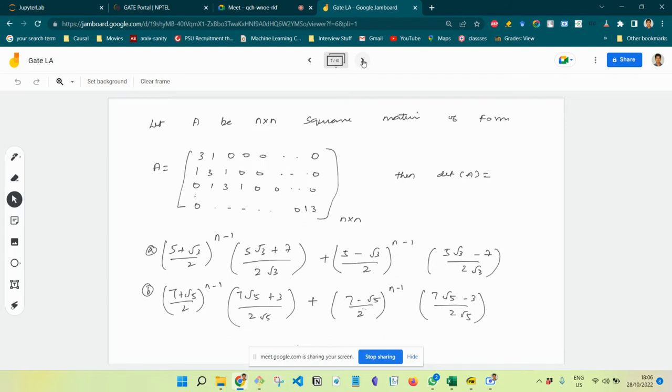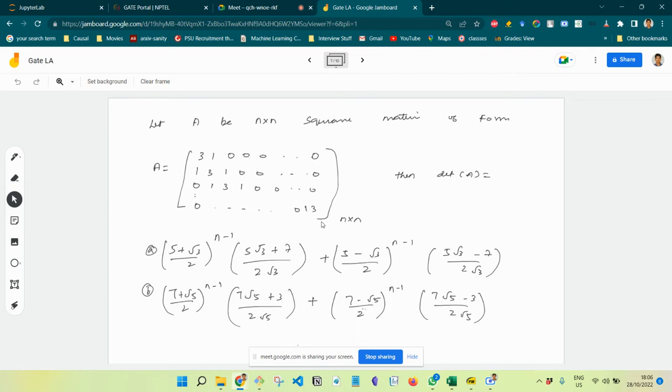So are you able to read the question? Here they have given us a square matrix. It is an n cross n square matrix, and they are asking us to find the determinant of the matrix. The matrix has the given structure. You have 3 1 followed by all zeros, then 1 3 1 followed by all zeros, then 0 1 3 1 followed by all zeros, and in the last row you have all zeros followed by 1 3.